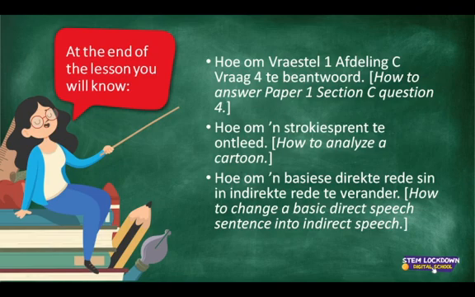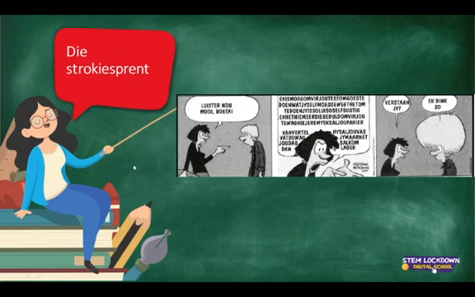At the end of the lesson, you will know hoe om Vraestel 1 Afdeling C vraag 4 te beantwoord, how to answer paper 1 section C question 4, hoe om 'n strokiesprent te ontleed, how to analyze a cartoon, en hoe om 'n basiese direkte rede sin in indirekte rede te verander, how to change a basic direct speech sentence into indirect speech. Kom ons kyk na die strokiesprent. Let's have a look at the cartoon.